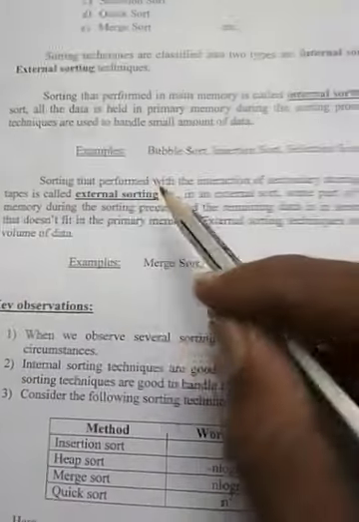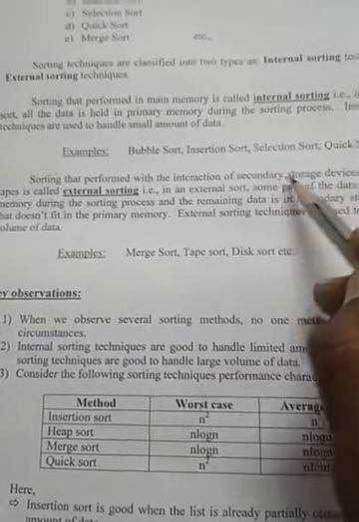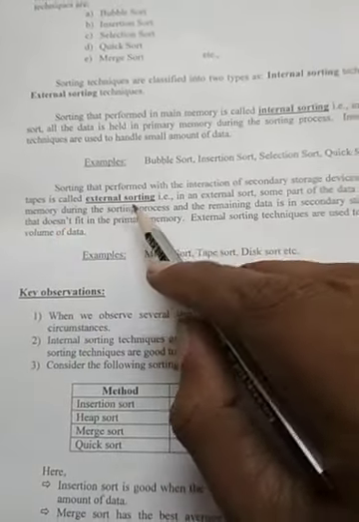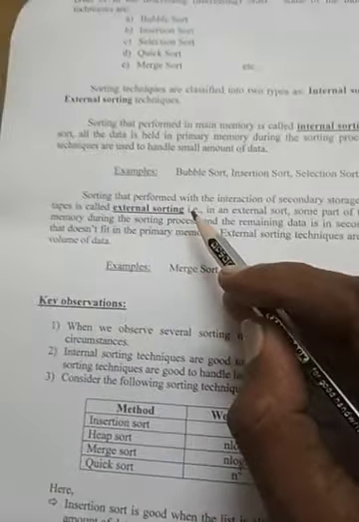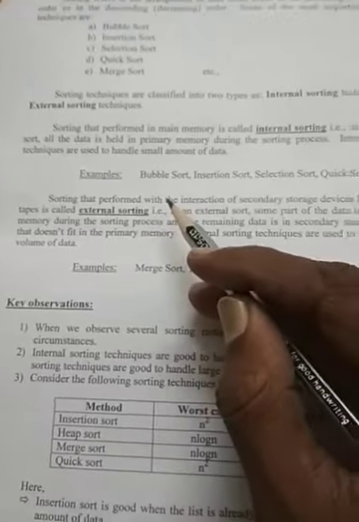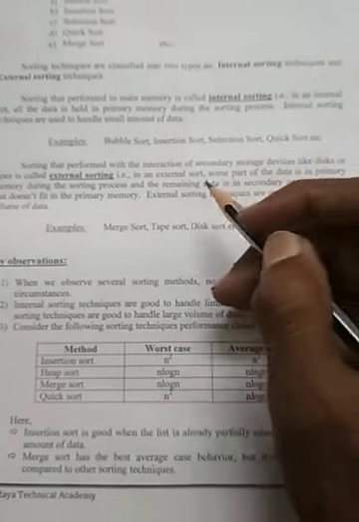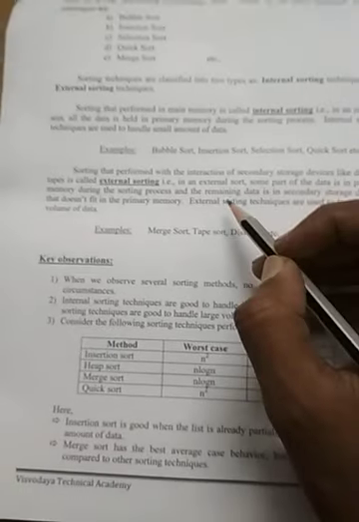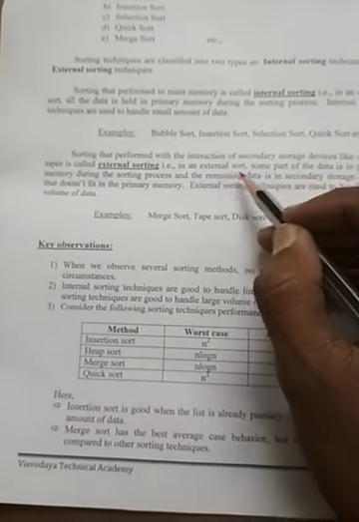Then, sorting that is performed with the interaction of secondary storage devices like disks or tapes is called external sorting procedures. That means heavy data values do not fit in your internal memory, so they are stored in external storage devices like hard disks, magnetic tapes, magnetic drives, and so on. But nowadays magnetic tapes are not used. If the data values are present in hard disks, then they can be sorted by using external sorting.